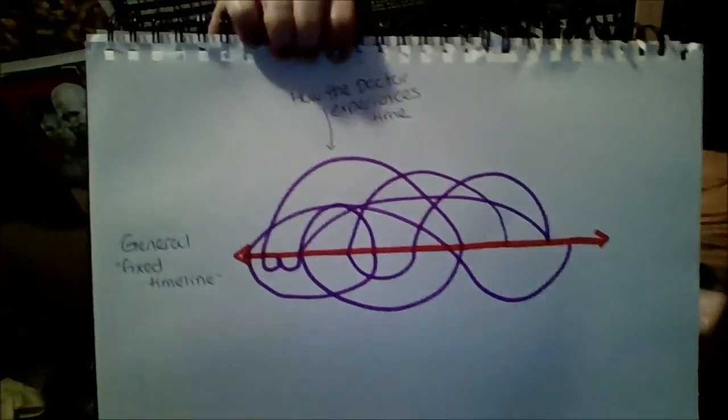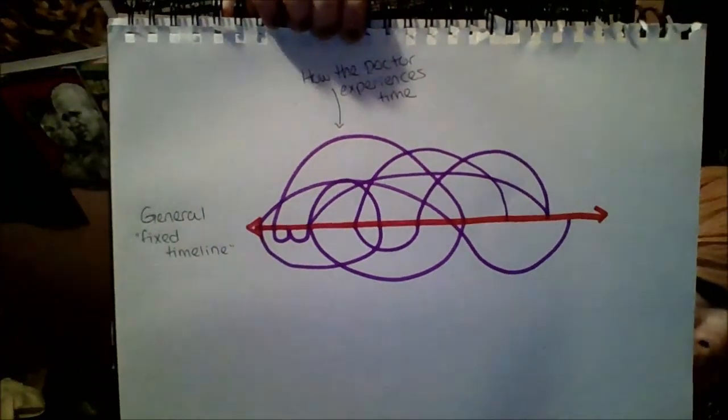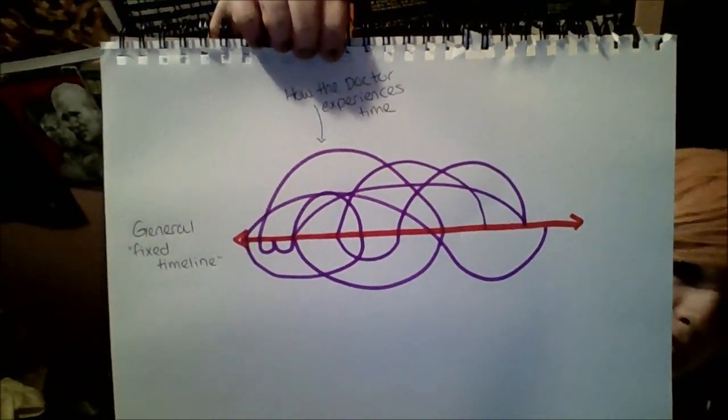Over here we have how the Doctor experiences time in purple while going around the general fixed timeline. This is how he travels through time, and each point it hits the red timeline is where on the general fixed timeline that he really experiences, except it's not in the same order how looking at the general fixed timeline really is. So while the red line has an order that you can look at, how the Doctor and his companions experience it is not necessarily in that order.